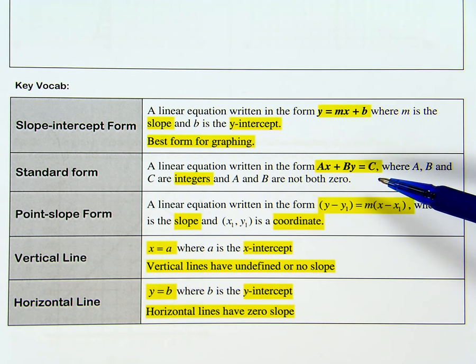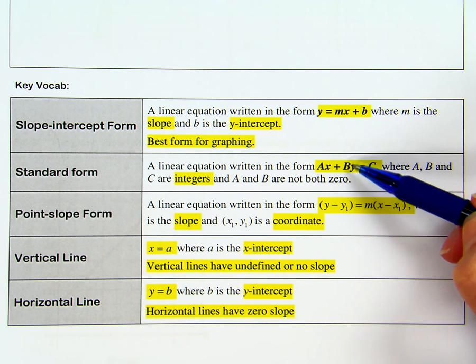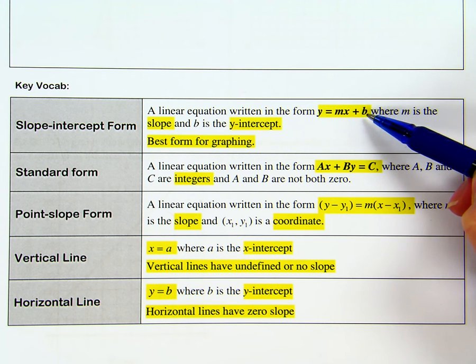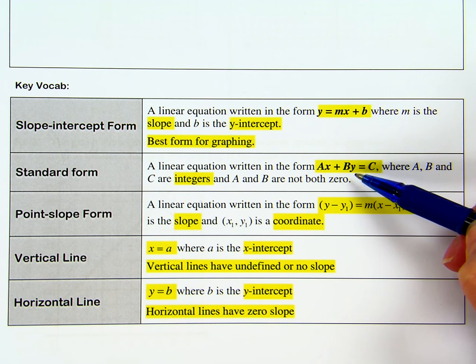The next form is standard form. Ax + By = C, where A, B, and C are all integers. Now be careful. This B value is not the same as the b value in the slope-intercept form. In slope-intercept form, this b value stands for the y-intercept. But in standard form, this B is just a number. It doesn't relate to the y-intercept.